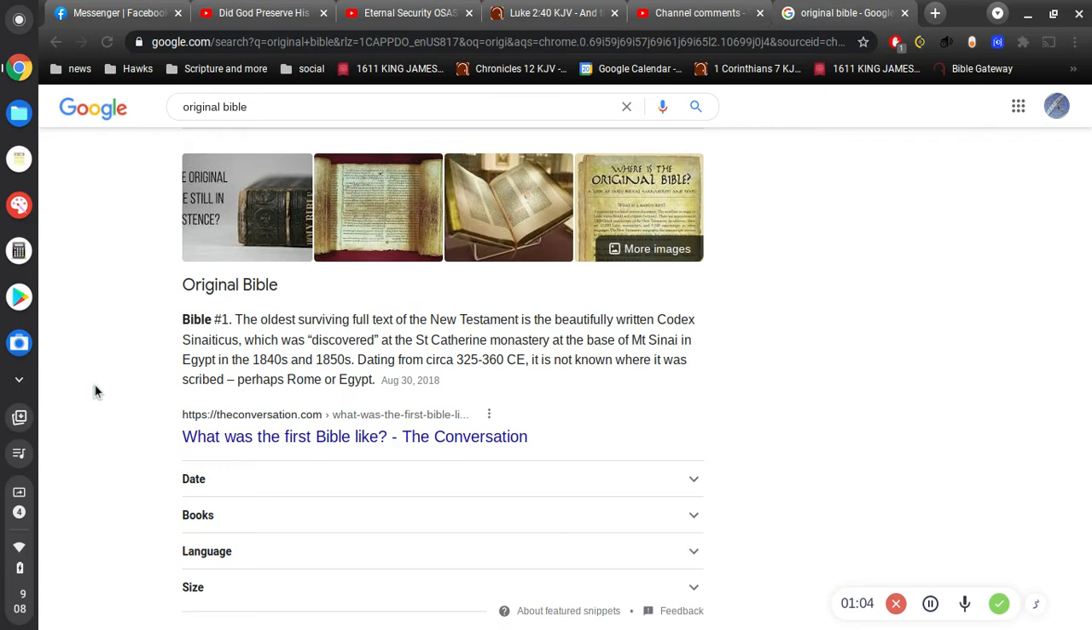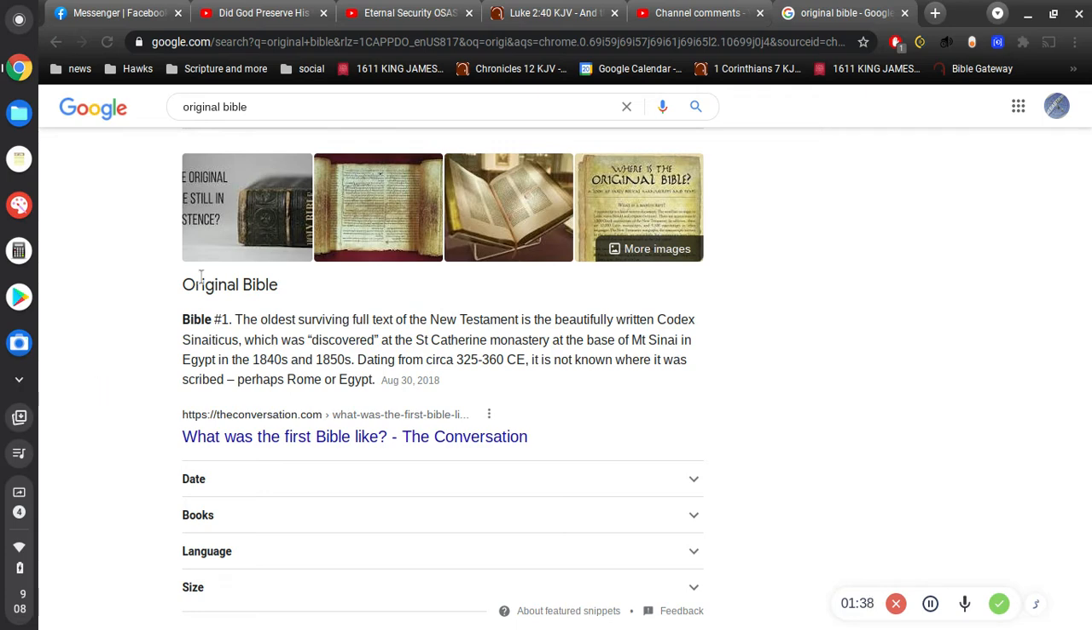The oldest surviving full text of the New Testament is the beautifully written Codex Sinaiticus, which was discovered at the St. Catherine's Monastery at the base of Mount Sinai in Egypt in the 1840s and 50s. It is not known where scribed. Rome or Egypt.